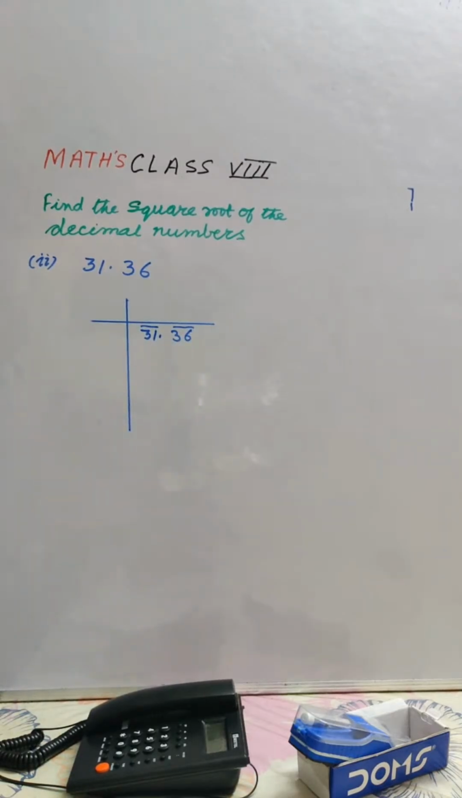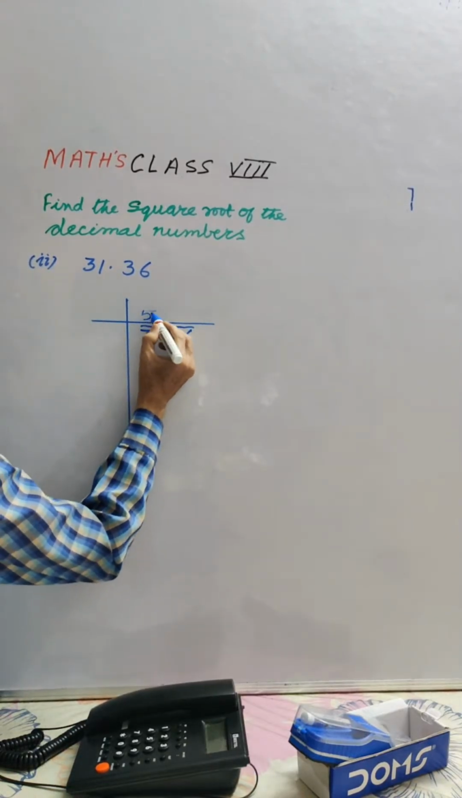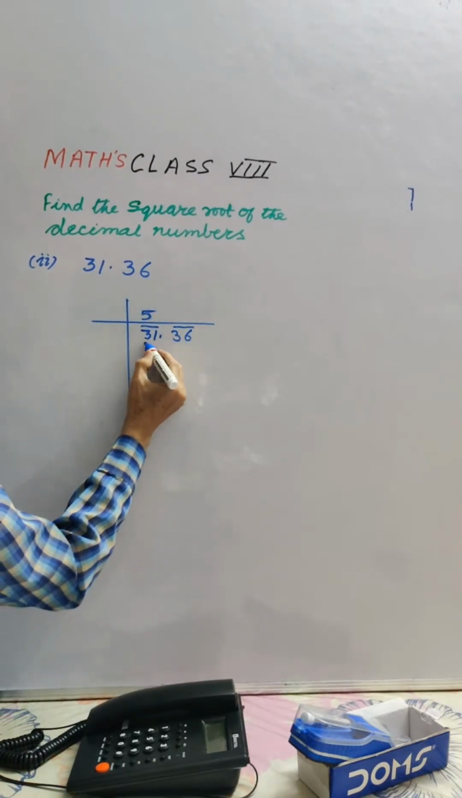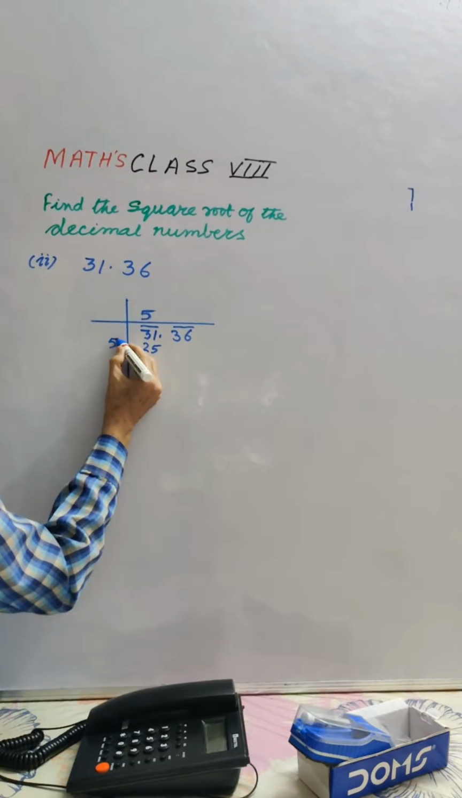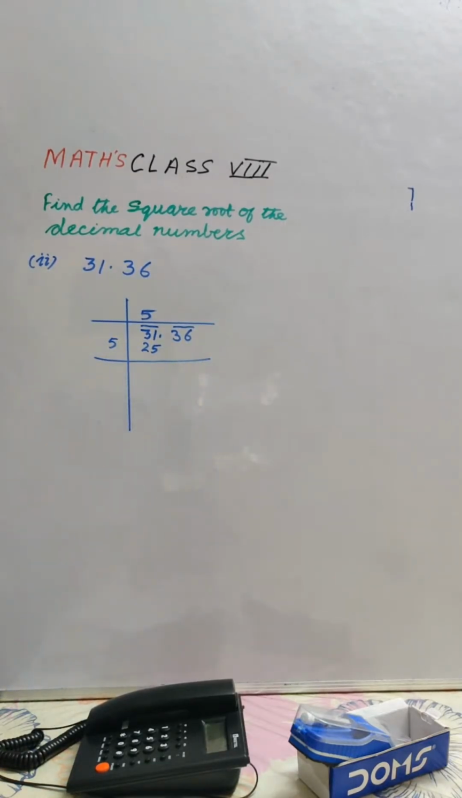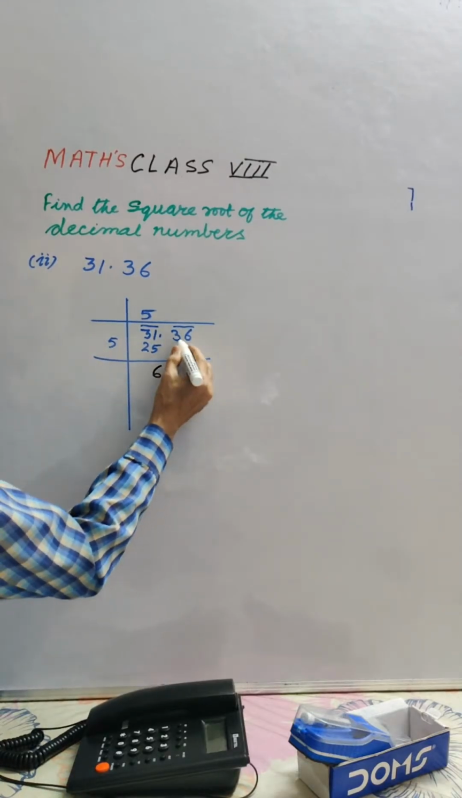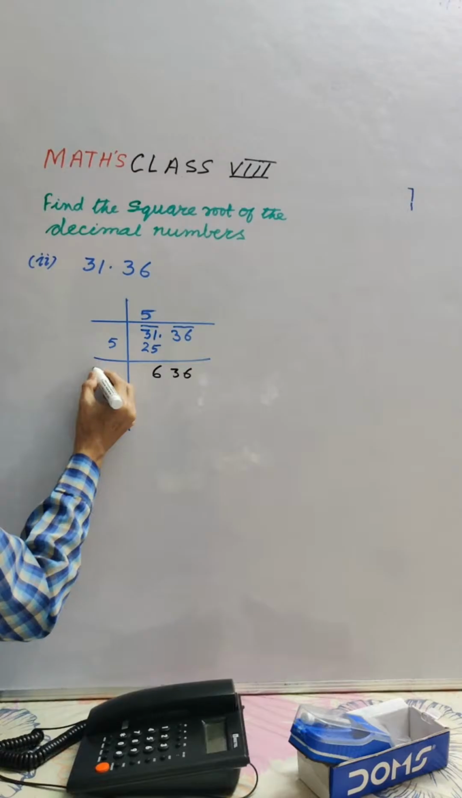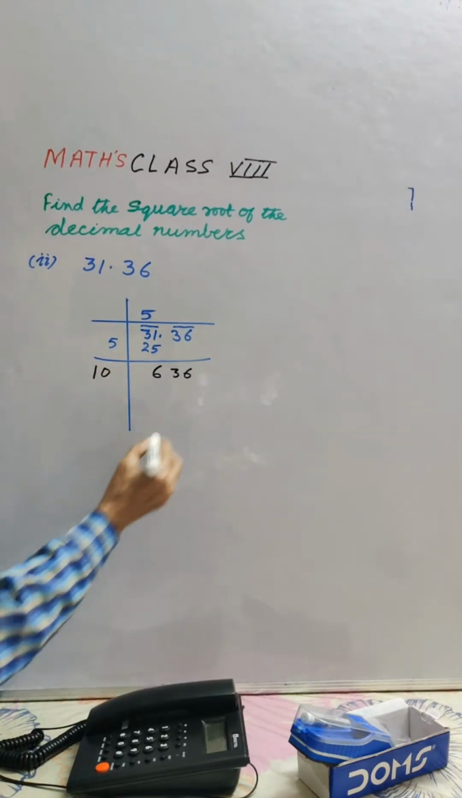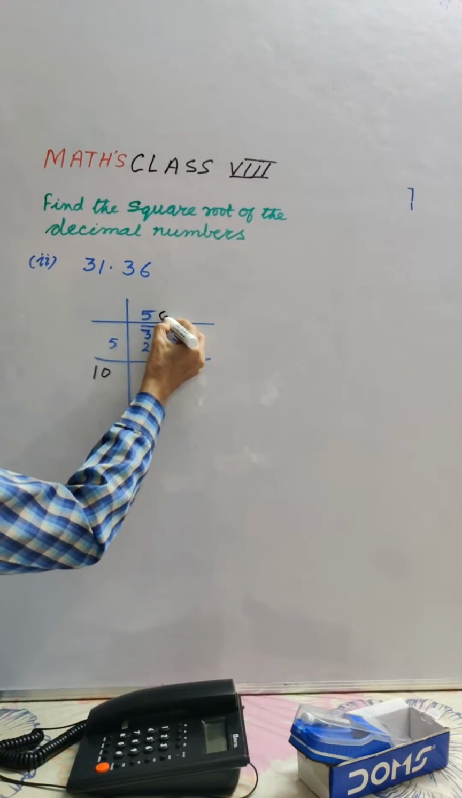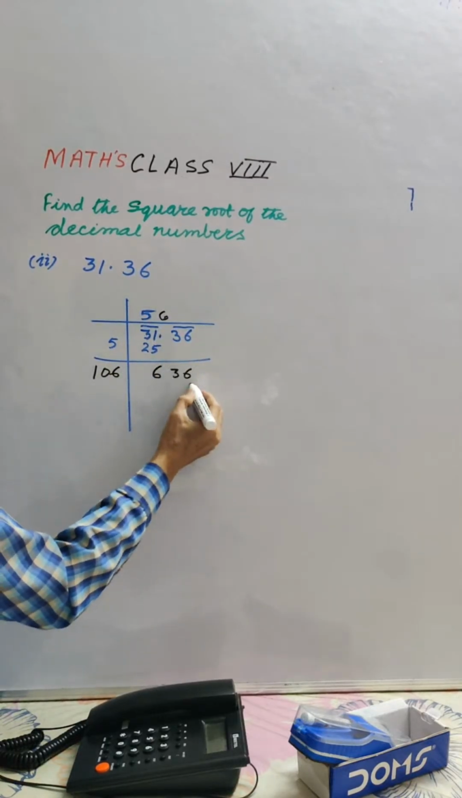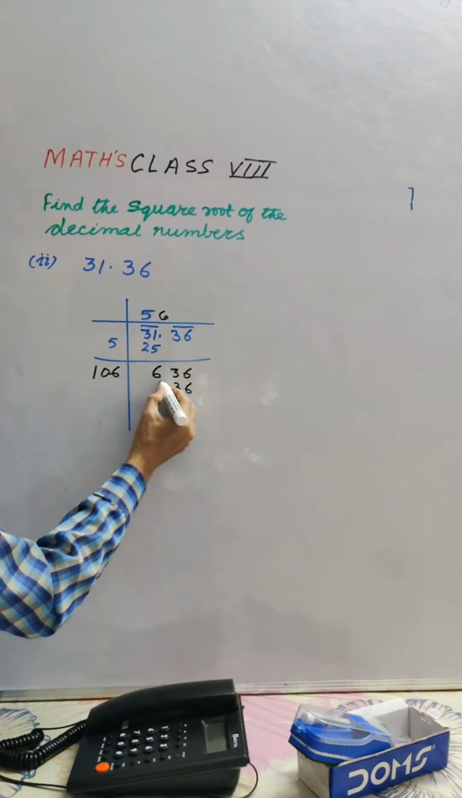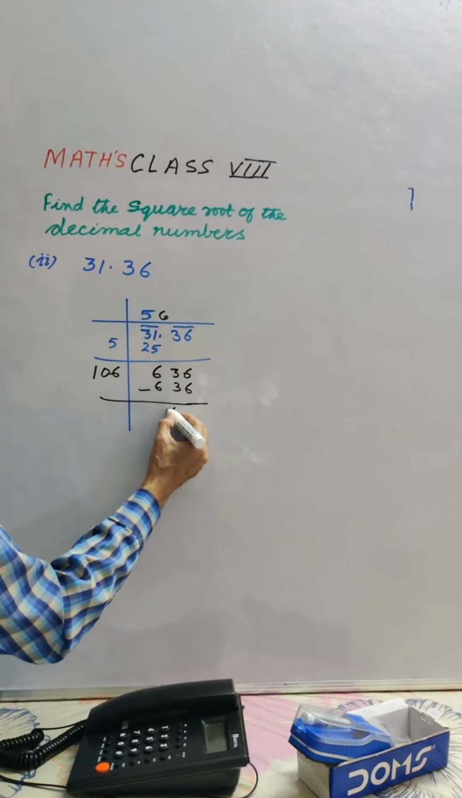And now the table. 3 threes are 9, 4 fours are 16, 5 fives are 25, so we shall take 5 here, and 25 below 31. 5 here also. 31 minus 25 is equal to 6, and we shall carry down 36. 5 plus 5, 10. So only 6 is the number which we can take here. So here take 6. 6 sixes are 36 and 6 ones are 6. So this way when we subtract we shall get 0.